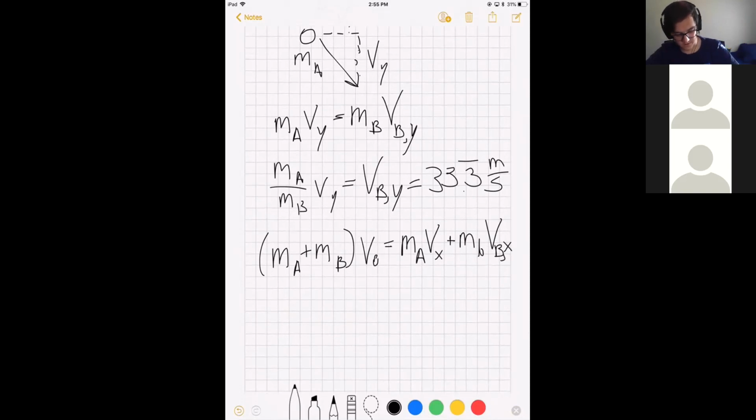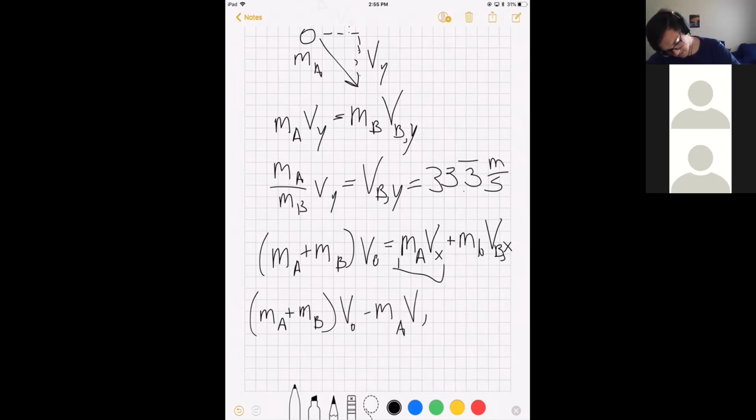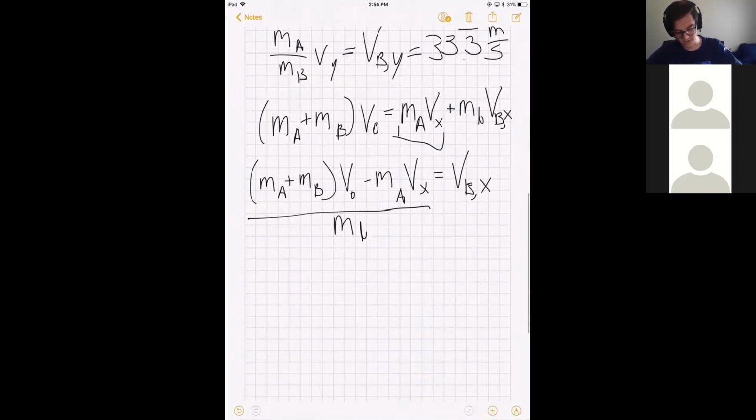Okay, so we're going to subtract this over, and we're going to get (Ma plus Mb) times V naught minus Ma Vx is equal to Mb, so I'll just divide over that Mb right now. So Mb times VB comma X is equal to our velocity here. So you can plug numbers into this formula. It's a lot more ugly than the other one, but this is general.